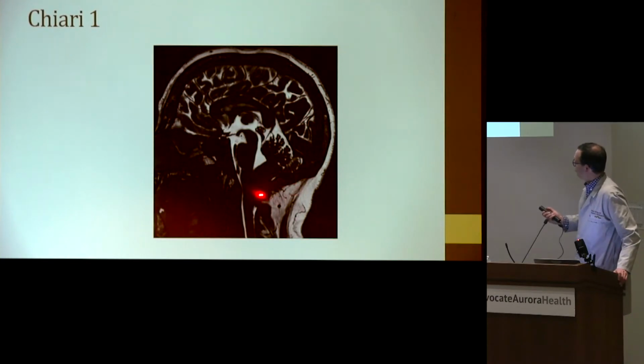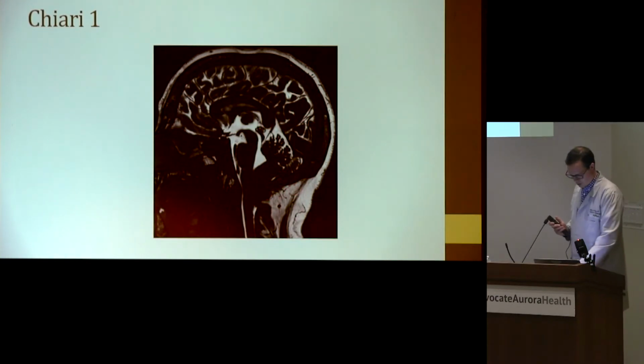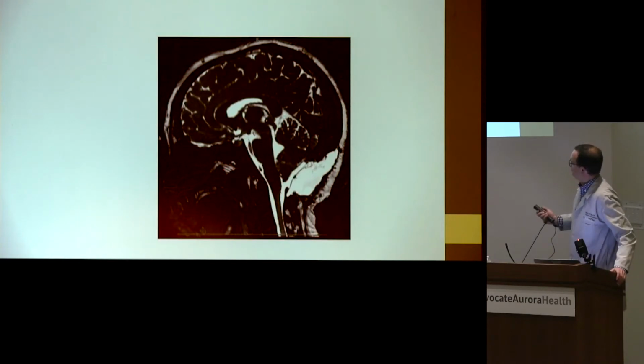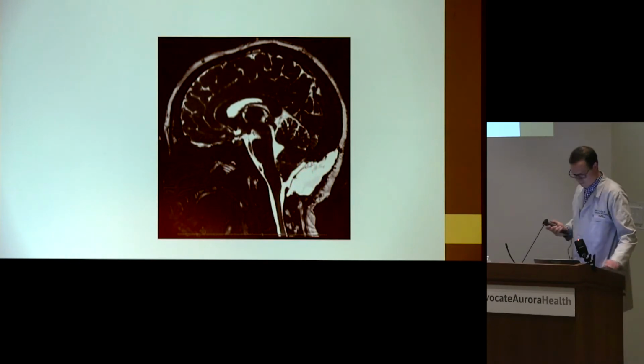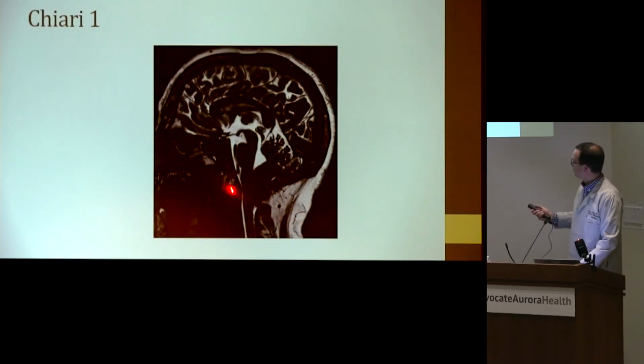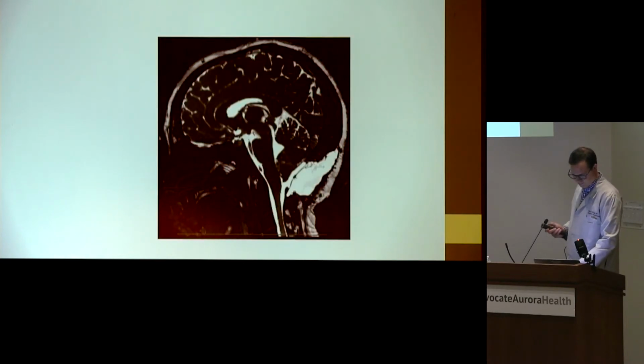Surgery involves removing the bone and opening the dura. And then here's just what it can look like a few months later with the tonsils reduced, that bone gone. Here's the outline of the dura. Okay. And you'll note that all the compression that was right here at the craniovertebral junction is gone.